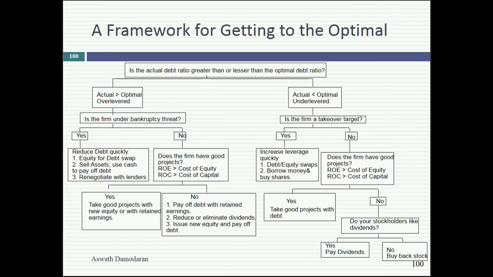Let me lay out the framework because it's pretty much going to cover every company in this class. Somewhere in this framework, your company should be there. The framework starts by asking a very simple question: is my company under or over levered? To make that judgment, you have to have a measure of the optimal. Using whatever approach you've decided, is it under levered or over levered?